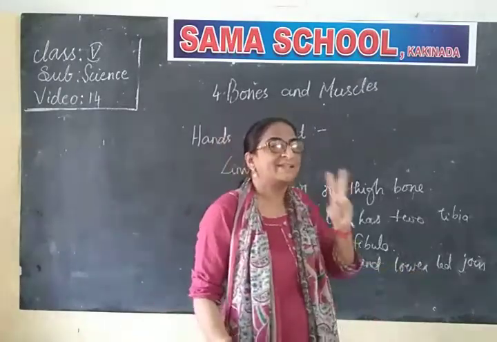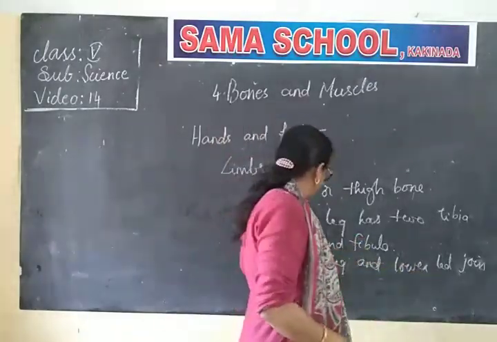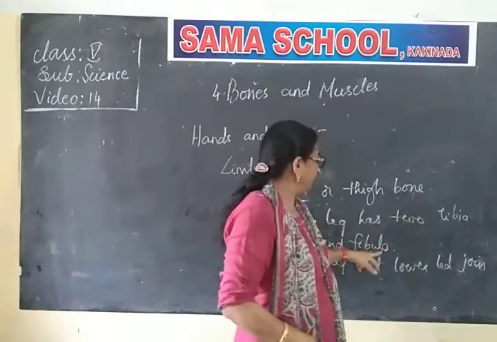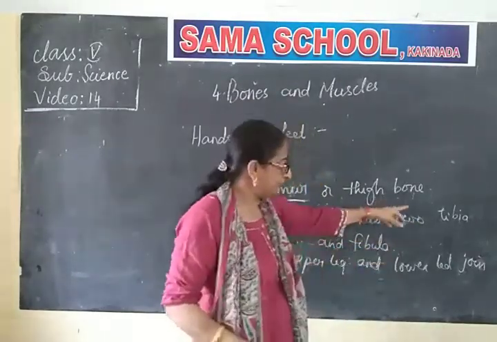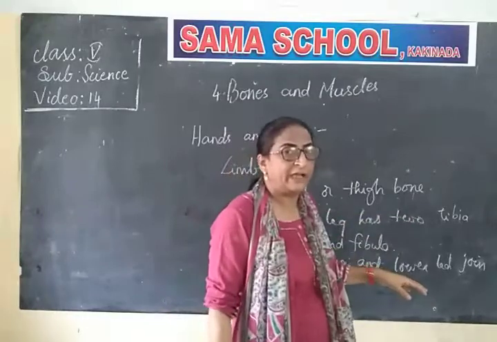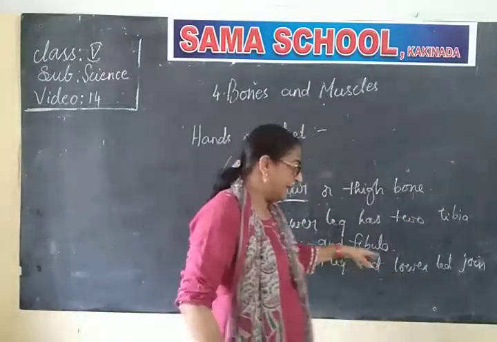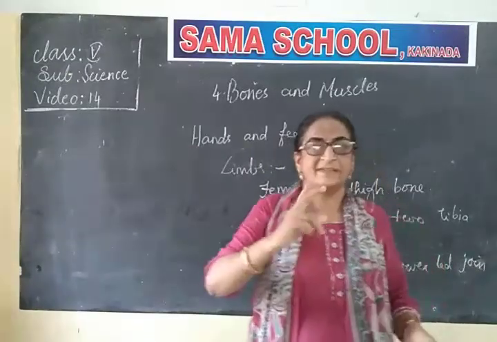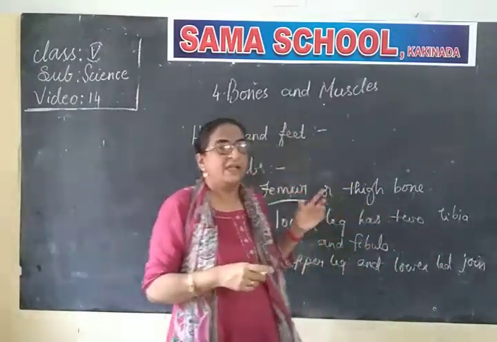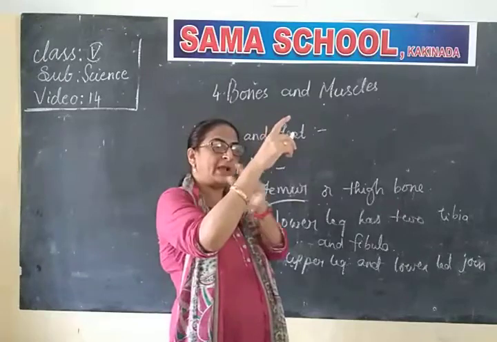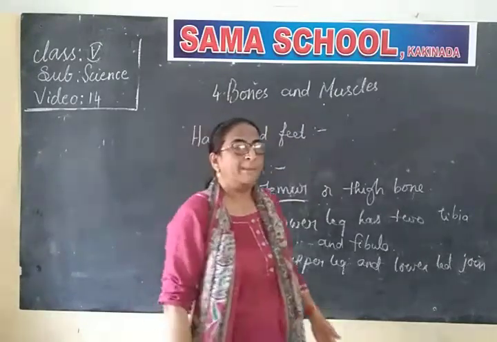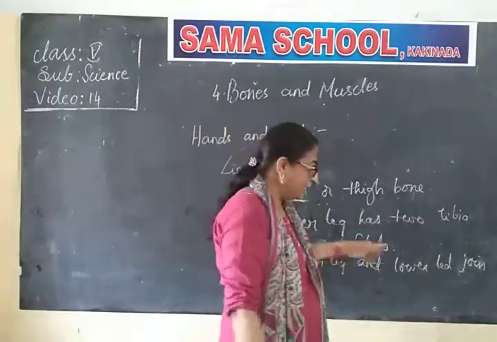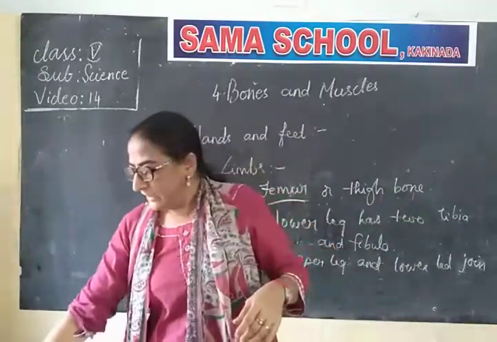And the lower leg has two bones, tibia and fibula. These are the two bones that you find in your lower leg, and the upper leg and lower leg join at the knee. This is called the knee, where there is movement. In that way, the upper arm and lower arm join at the elbow, and the upper leg and lower leg join at the knee. So this is about the hands and feet.